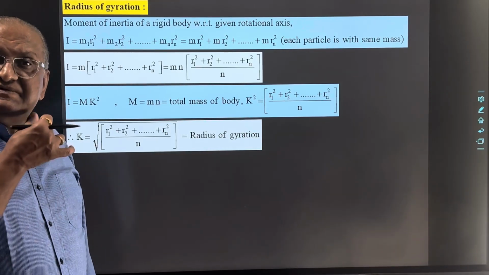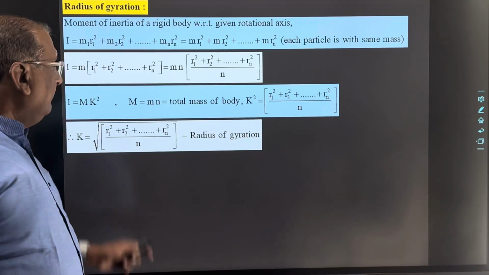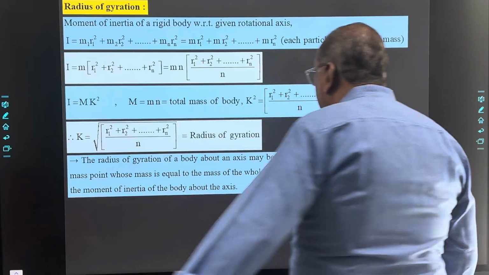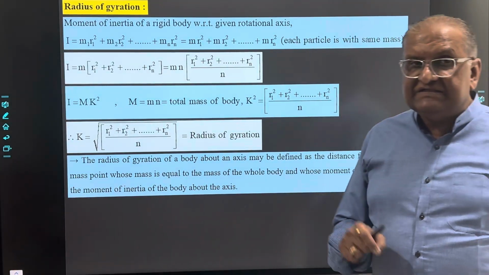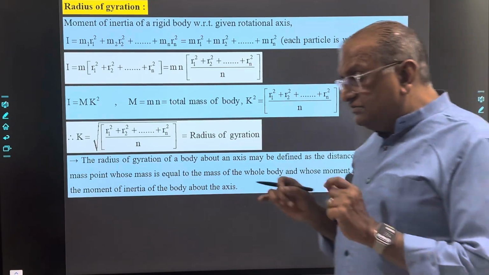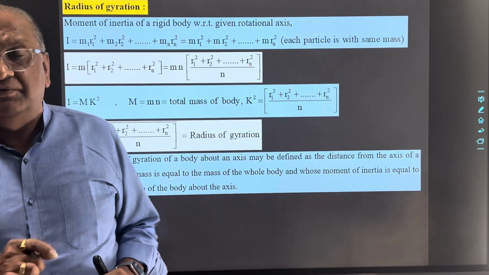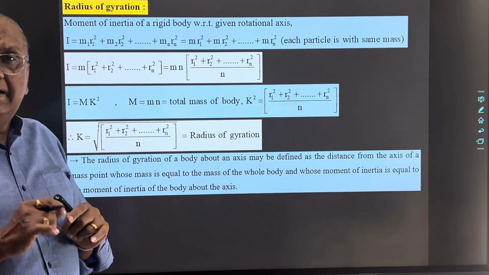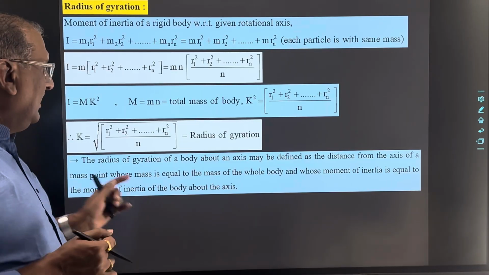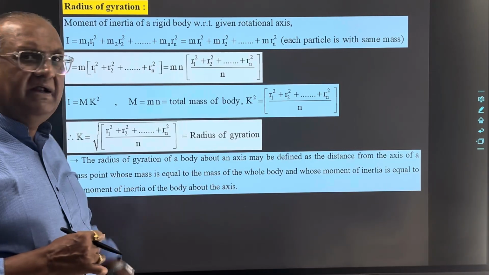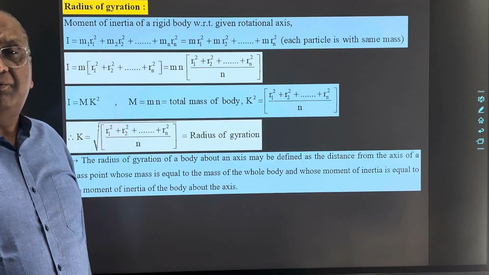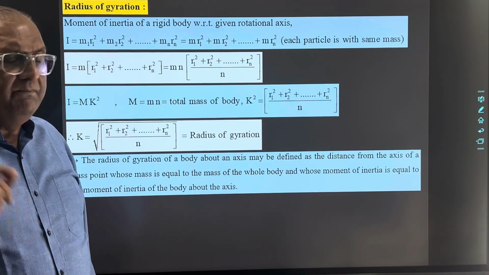But as per its physical interpretation, we can give its definition like this: the radius of gyration of the body about an axis may be defined as the distance from the axis of a mass point whose mass is equal to the mass of the given body and whose moment of inertia is equal to the moment of inertia of the given body.